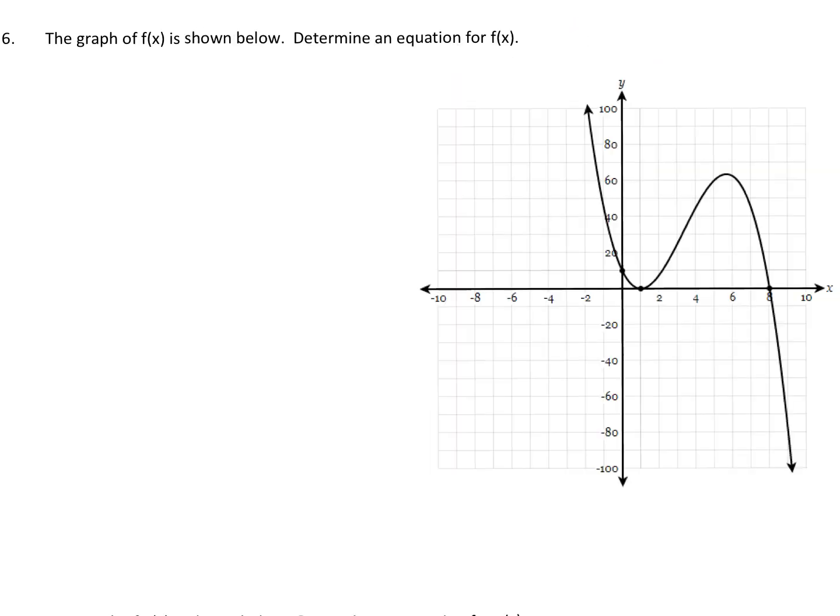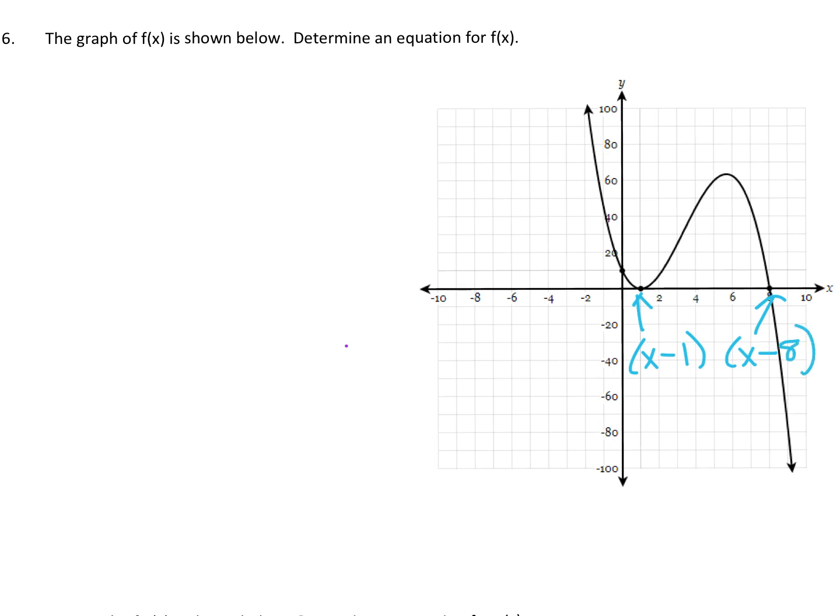Okay, so number 6, we want to determine an equation for f of x. The first thing we want to look at is where the zeros are. So we have the zeros at x equals 1 and at x equals 8. So what that means is if we have a 0 at x equals 1, we would have a factor of x minus 1. Remember, we reverse the sign. And if we have a 0 at x equals 8, we're going to have a factor of x minus 8.